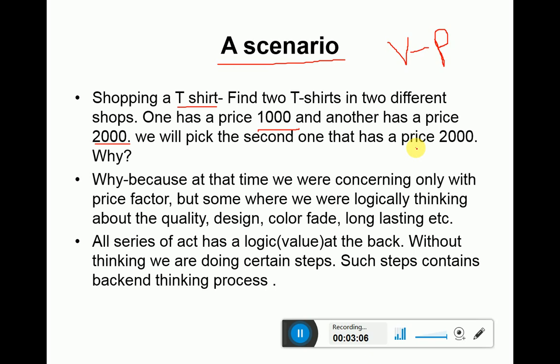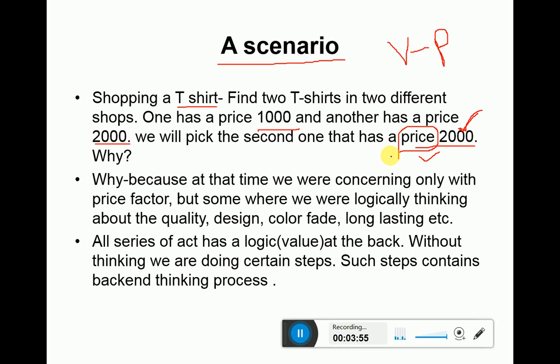The question is, why did I pick the 2,000 rupee shirt? What was the reason? Meaning, I went to different shops, one shop told me the price was 1,000 rupees and another shop told me 2,000 rupees. And what happened? I suddenly picked the other shirt whose price was 2,000 rupees. Now generally on the front end we had a word, a terminology, price. It means I took that shirt which has a price of 2,000 rupees. Is it so or not? No, it means that I picked the 2,000 rupee shirt.